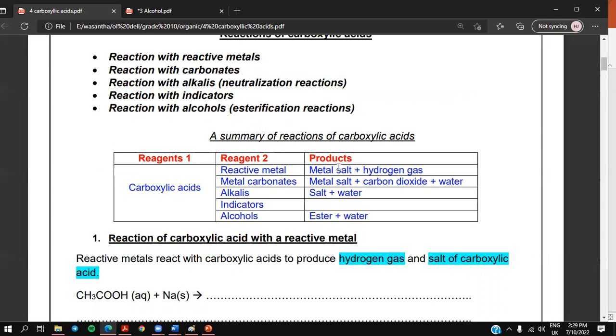Metal salt is formed. When a carboxylic acid reacts with metal carbonates, giving carbon dioxide, the products are again a metal salt, carbon dioxide, and water. However, when a carboxylic acid reacts with alkali, there are neutralization reactions, and salt and water are produced. I don't have any products for indicators because we have discussed color changes. With alcohols, carboxylic acids react producing esters and water. They are called esterification reactions. Have a clear idea about this.